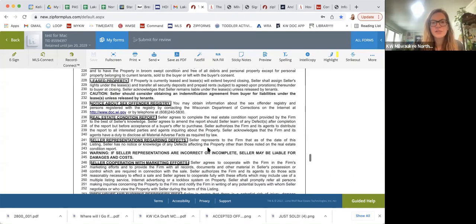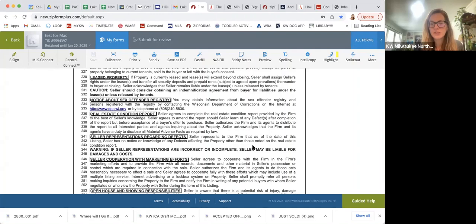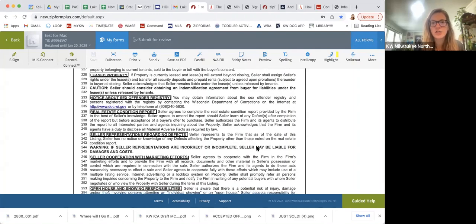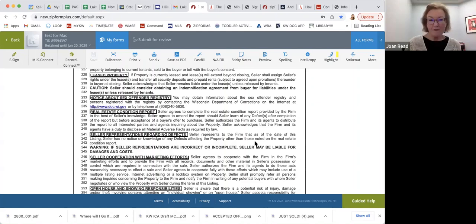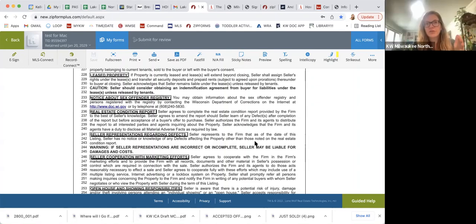Leased property. So if property is currently leased and leases will extend beyond closing, the seller shall assign the seller's rights under the lease and transfer all security deposits and prepaid rents to the buyer at closing. So if you are listing a duplex, and there are tenants in there whose lease will likely not expire before closing, then those tenants' leases have precedence over any other term in the offer to purchase.